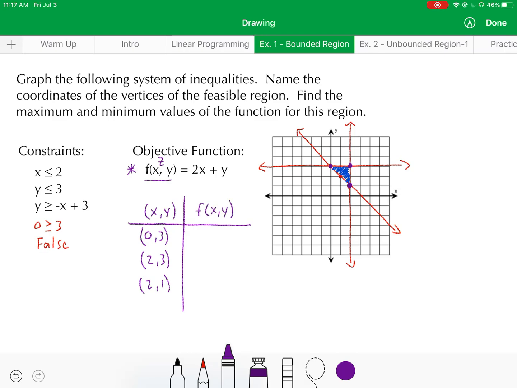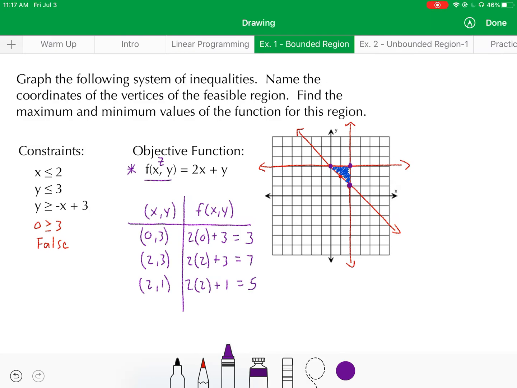The left side of the table represents the ordered pair x, y, and the right side represents the z value given from the objective function by that ordered pair. So if I were to plug 0 in for x and 3 in for y into that objective function, that would lead me to 2 times 0 plus 3, which results in 3. If I plug in (2, 3), that's going to lead me to 7. And then if I plug in (2, 1), that's going to lead me to 5.